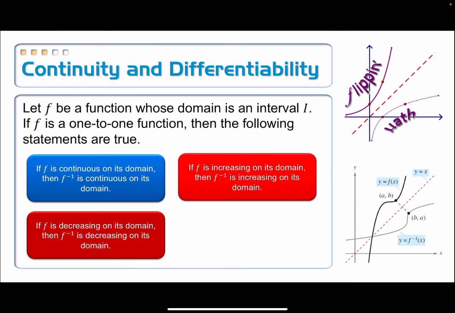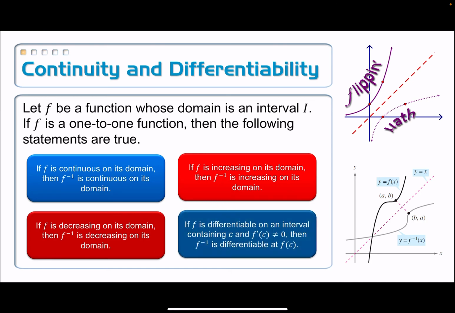The last one has to do with differentiability. If f is differentiable on an interval containing c, and the derivative at c is not 0, then the inverse is also differentiable at c. This means that at every point on your original function, if it's differentiable, then the inverse function will be differentiable, with one exception: wherever the derivative is equal to 0, the inverse derivative is not going to exist, as we saw between these two points.